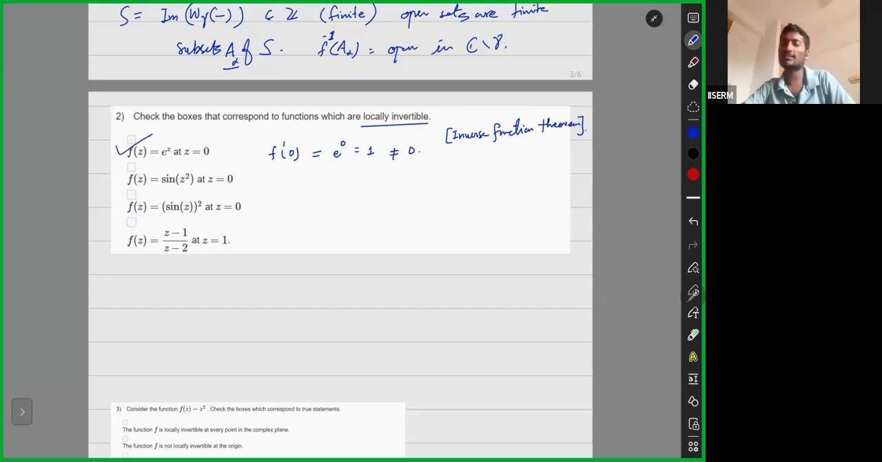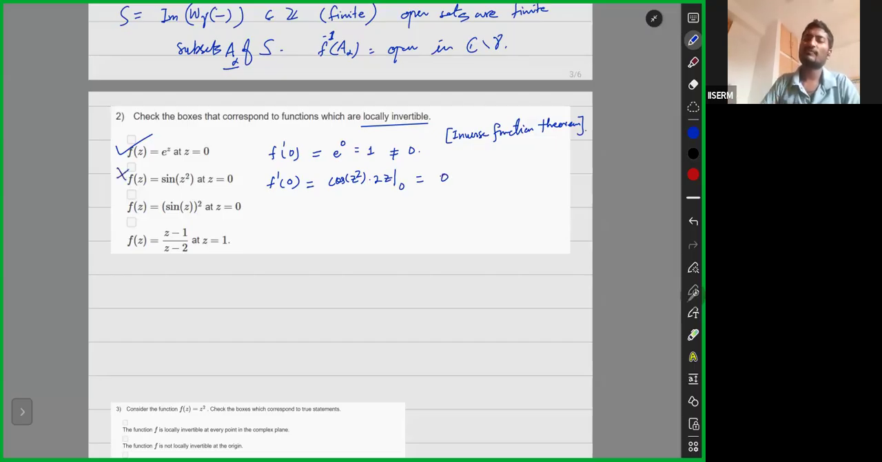So this is correct. It is locally invertible. Now, what about sine z square? What is f prime at 0? Sine z square. What is f prime? It is cos z square into 2z. We have to evaluate at 0. So cos 0 is just 1, 2z with z equal to 0 is 0, so it is 0.